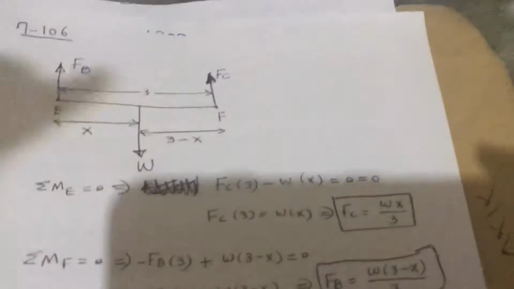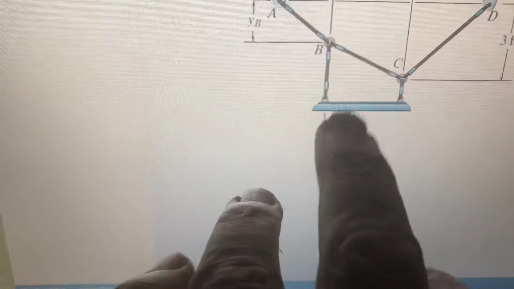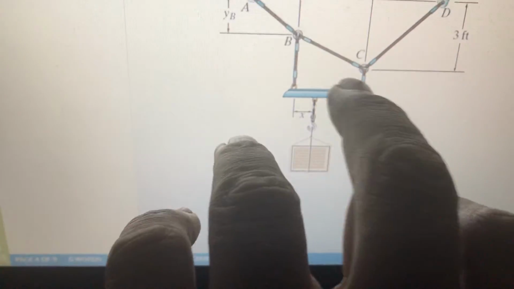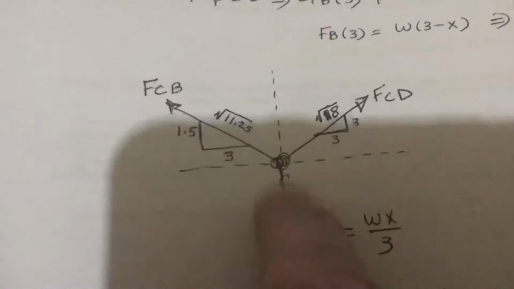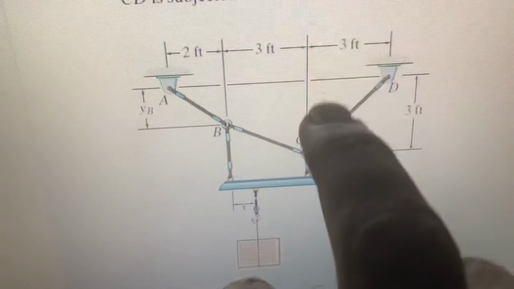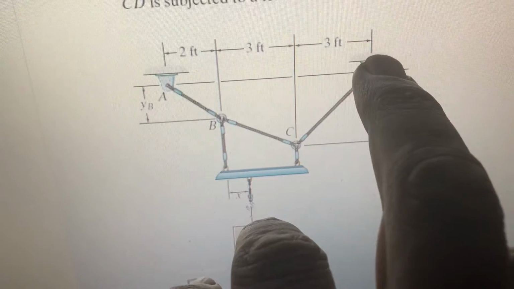But now, let's take another member. Now let's take point C. Point C will have one force here, one force there, and one force there. This force is the same as the force down, FC. So one force down, one force here, one force there, CD. You can see the angles of CD: 3 in the X, 3 in the Y.